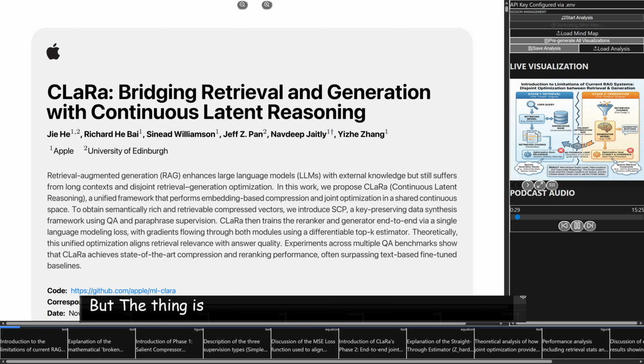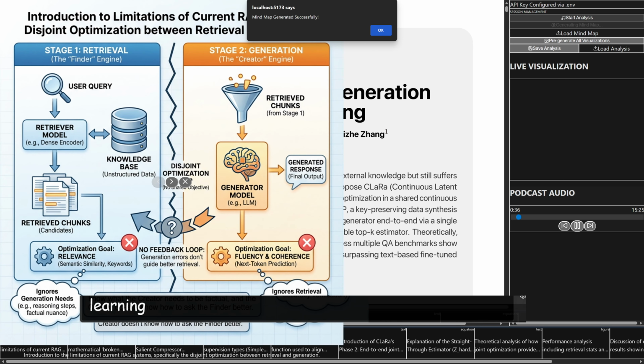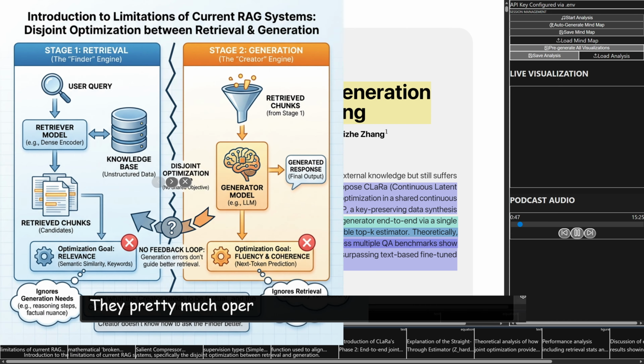But the thing is, RAG itself has a pretty fundamental flaw in its design. Well, you could say it's mathematically broken for deep learning. And that's this disjoint optimization problem, right? You've got two different systems. One is the retriever, which goes out and finds documents. And then you have the generator, which reads them and writes the answer. And they pretty much operate in their own separate silos.